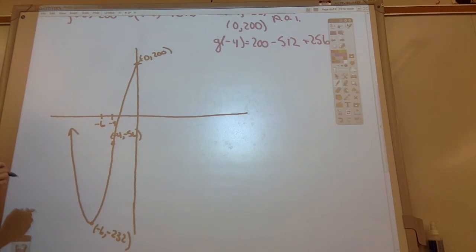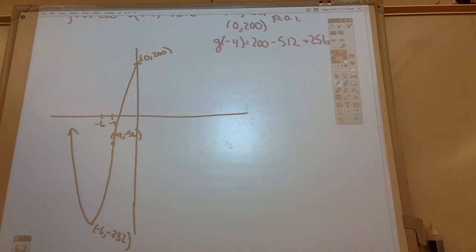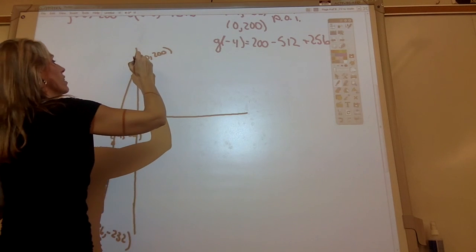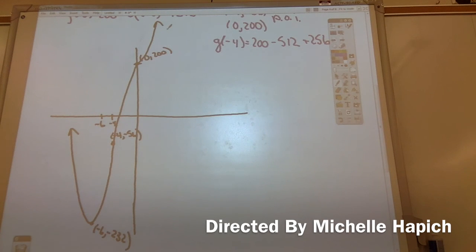Mine's almost looking a little too linear for my liking, but it's because our x values are so close, and the y values stretch a heck of a lot on an x cubed day. And then your concave up. So concave down, concave up. Try to make yours look a little better than mine.